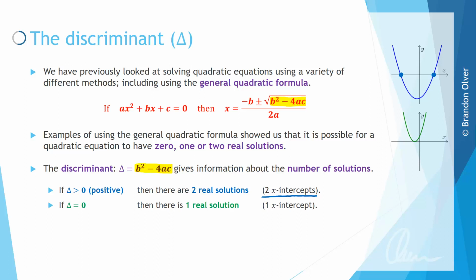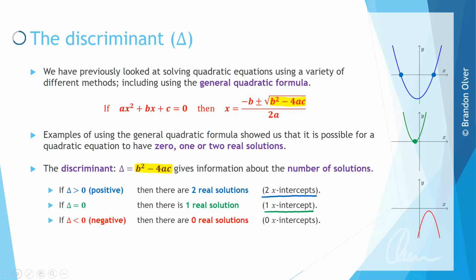Next, we consider the case where the discriminant is equal to 0, and that gives us 1 real solution to the equation, which is equivalent to having 1 x-intercept on the graph. So again, a general case is shown here, where our turning point is the x-intercept, and that lies on the x-axis. So any graph whose turning point is on the x-axis will have a discriminant whose value is 0.